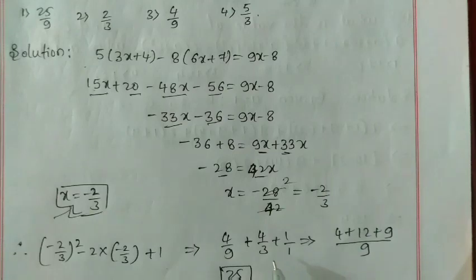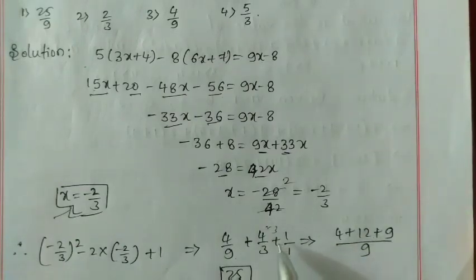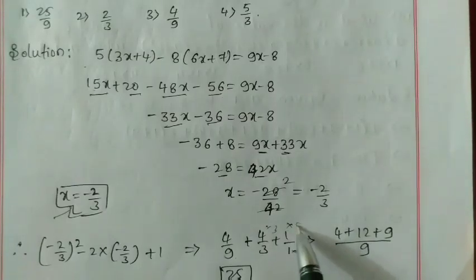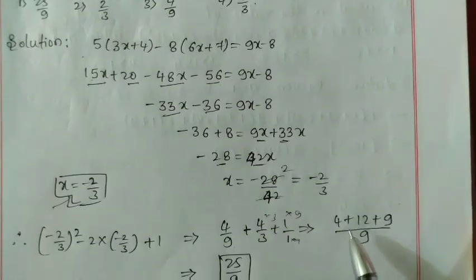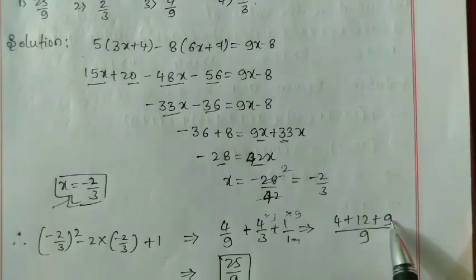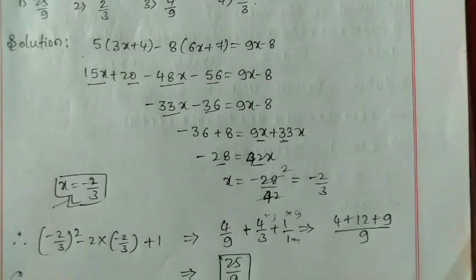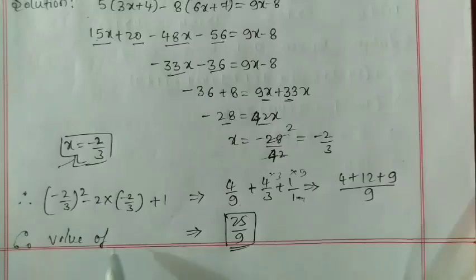You can find the LCM of 3 and 9. The LCM of 9 and 3 is 9. So 9 ones are 9, so 4 times 1 is 4. Plus for the 3, 3 threes are 9, so multiply this also by 3, 4 times 3 is 12. Plus 1, 9 ones are 9, so multiply this also by 9, 1 times 9 is 9. 4 plus 12 is 16, 16 plus 9 is 25. So 25 by 9. Therefore the value of x square minus 2x plus 1 is 25 by 9.